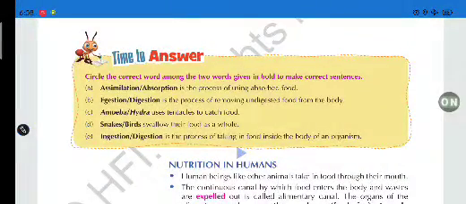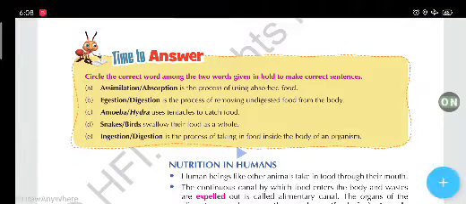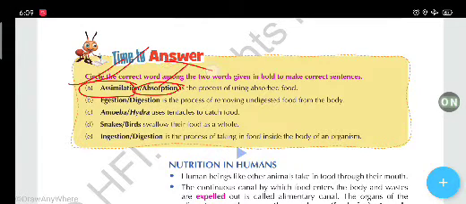Now it's time to answer. Students, in this type of question, circle the correct word among the two words given in bold to make a correct answer. For example, in the first we see assimilation and absorption. Which is suitable for this sentence: the process of using absorbed food? The process of using absorbed food is assimilation, not absorption.